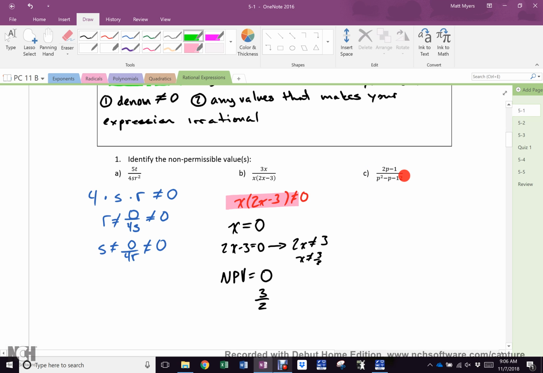What do I care about in C? P squared minus P minus 12.